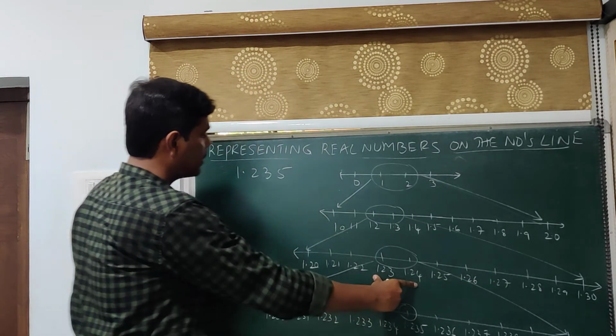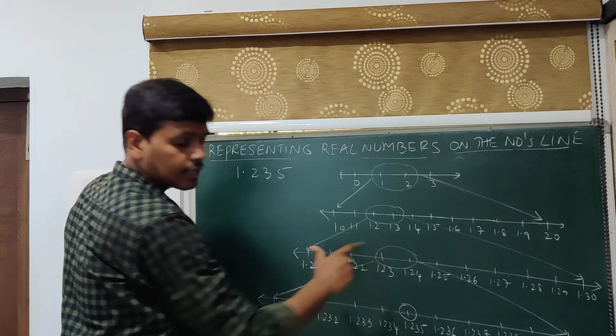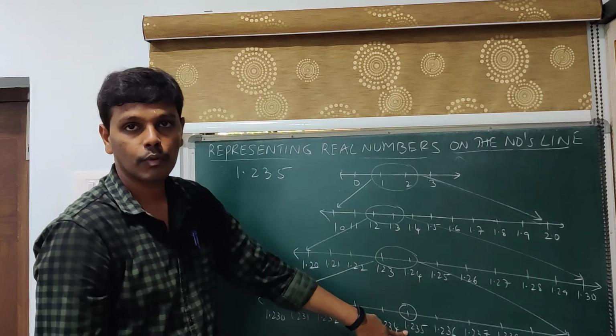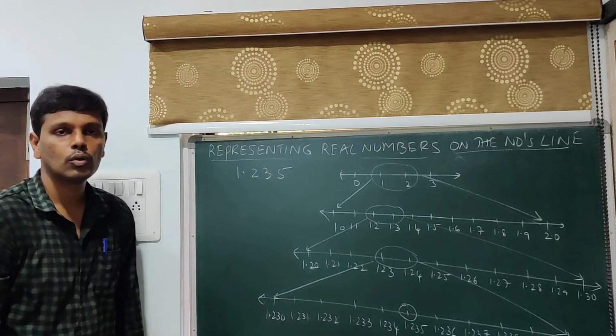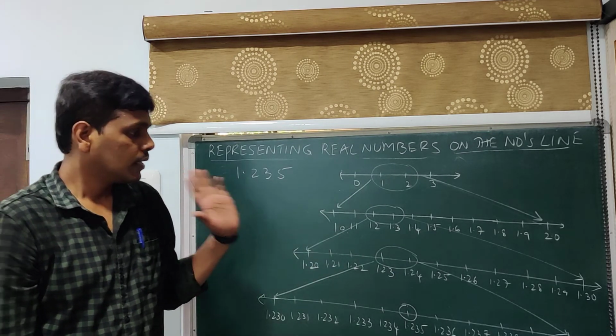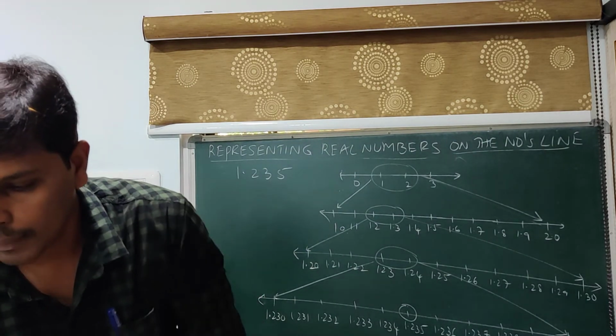So I came to know that the number lies between 1.23 and 1.24. Again I have magnified it, and finally I found that number 1.235. Now this is the way you go about for any given terminating decimal. Now I'll repeat the same process with respect to non-terminating repeating.